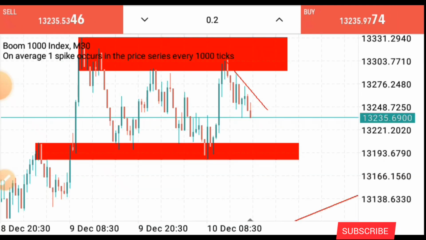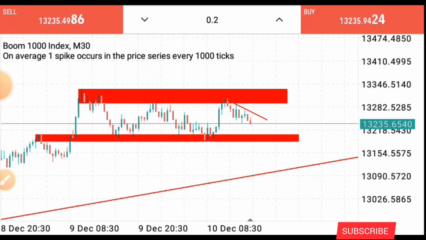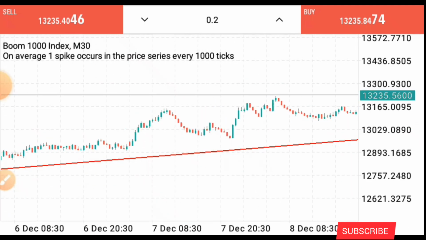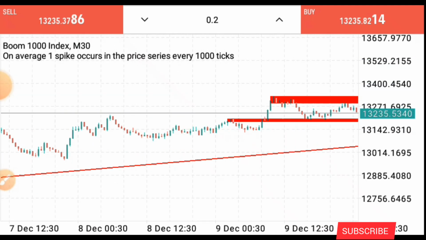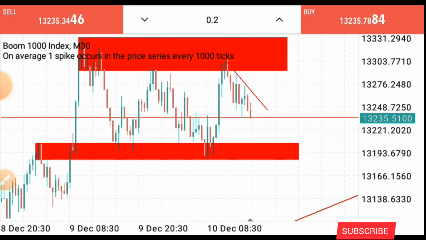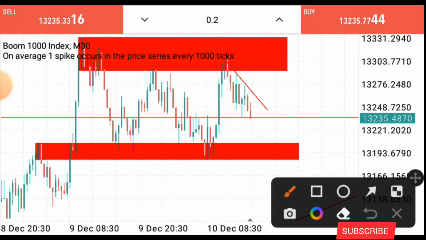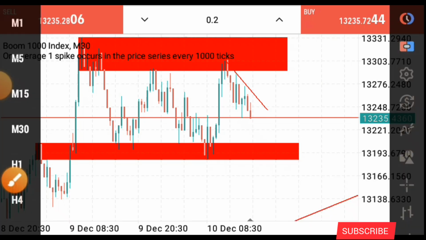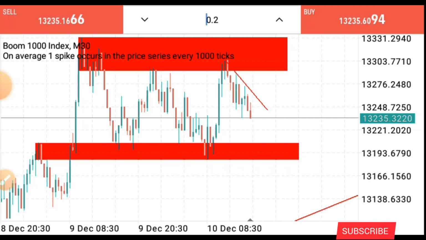Let me check the 15-minute, 30-minute. My target is going to be the next support and resistance zone. It might be above somewhere here, but that is going to be my next target. All I have to do now is just wait and see what the market will be doing. So this is how I personally analyze the market before taking my entry. I hope you guys learned something from this video.